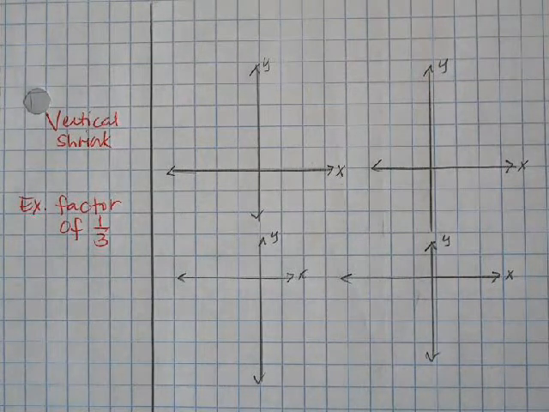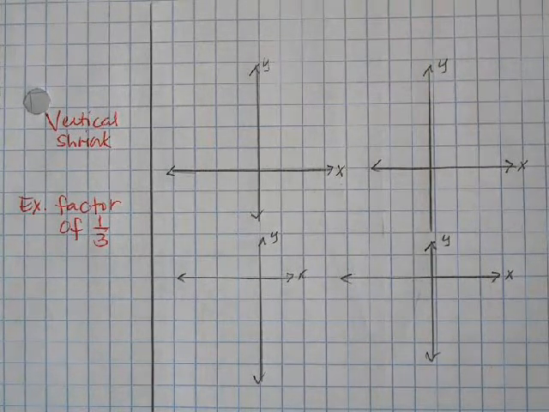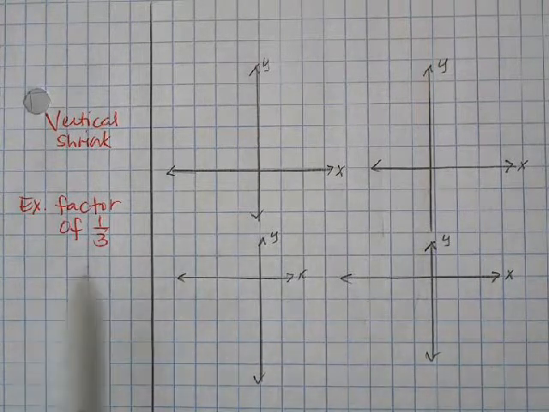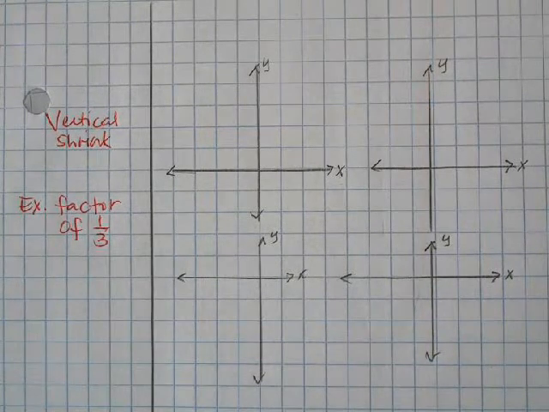Okay, after stretching, now let's shrink. Shrinking is the opposite of stretching. So we stretch a point, we also shrink a point. Now, let's study how to shrink a point given a factor. Let's use an example, one third. Say for example your factor is one third.